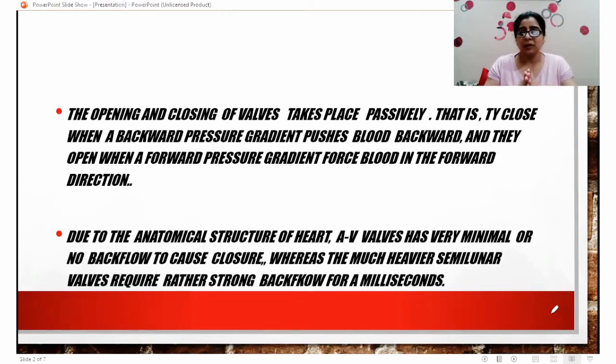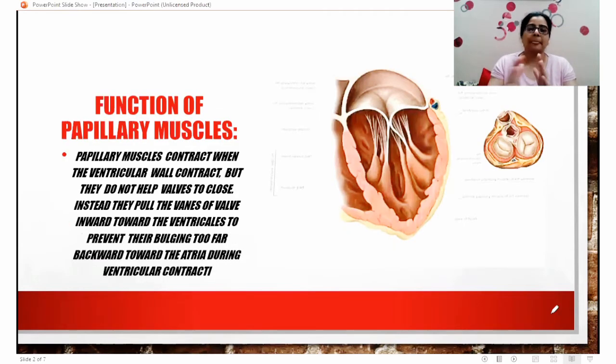Now, if you will notice, the role of AV walls is much lighter than the semilunar walls, because they have to bear a lesser pressure as compared to that of the semilunar walls. Okay. Now, studying the function of the papillary muscles, what is the function of papillary muscles in the opening and the closing of the walls.